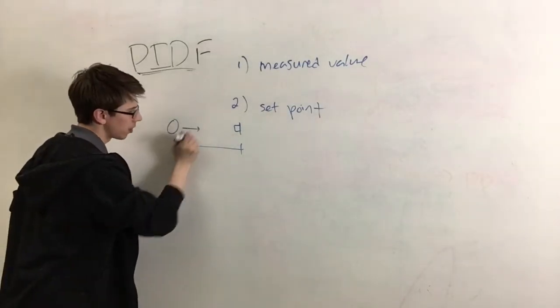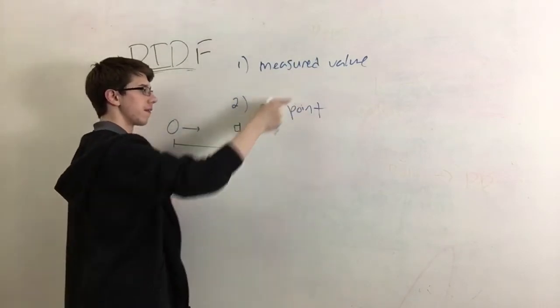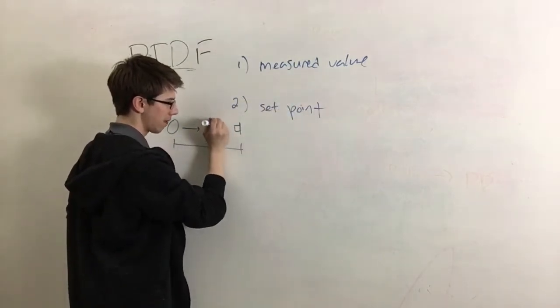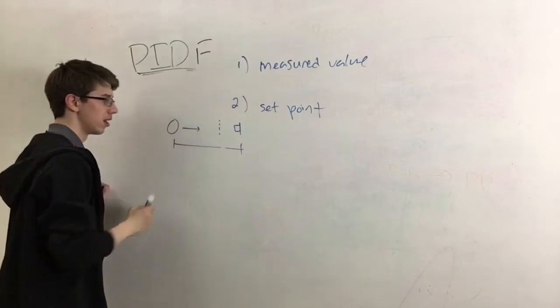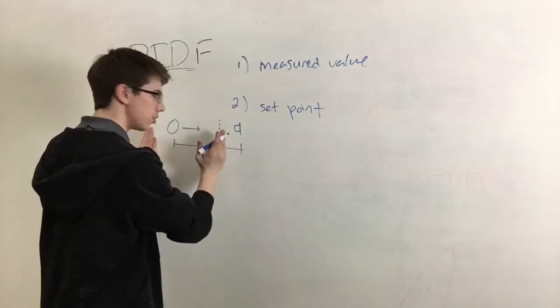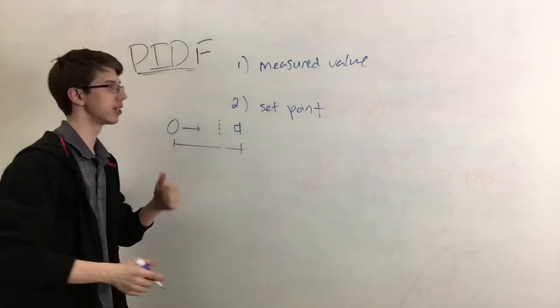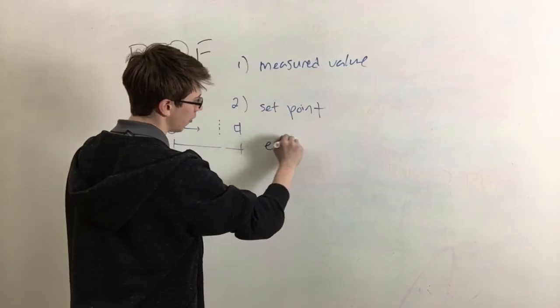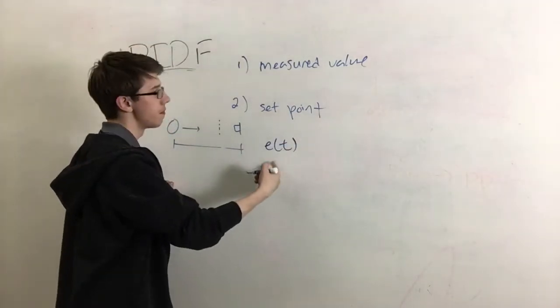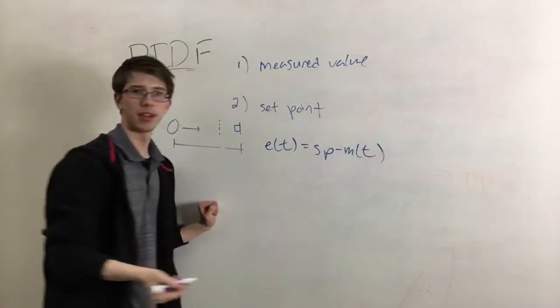As the ball gets closer, we expect the difference between the measured value and the set point, because let's say we have the set point here, right? So as it gets closer to that set point, we expect the error, the difference between those 2 points, to decrease. And as it gets further away, we expect it to increase. So we'll define our error function, the error given time, as our set point minus our measured value given that time.